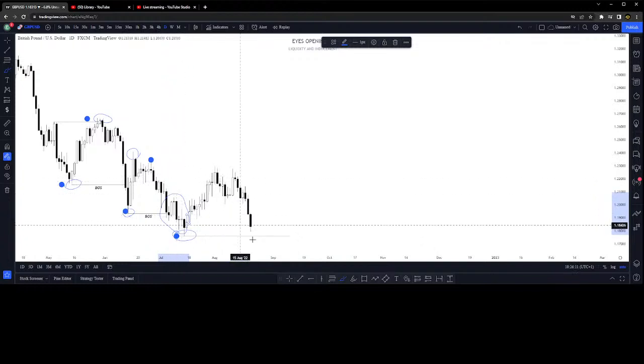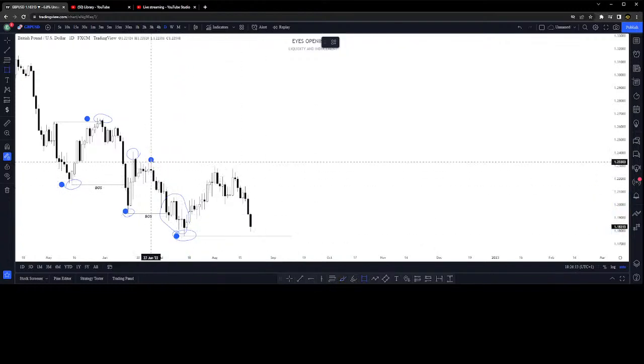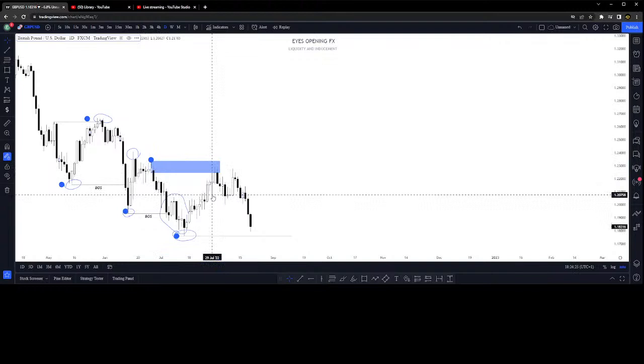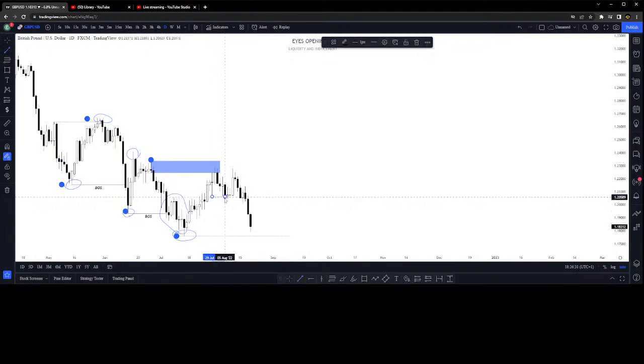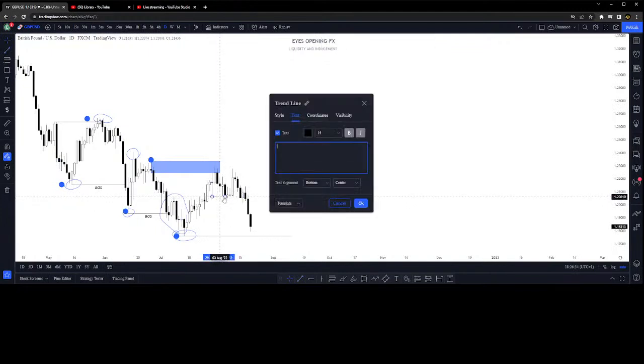Now, since the market has already traded into a POI, basically a refined sponsored candle, since this is a refined sponsored candle, the market got to that POI, it gave us a minor break of structure.